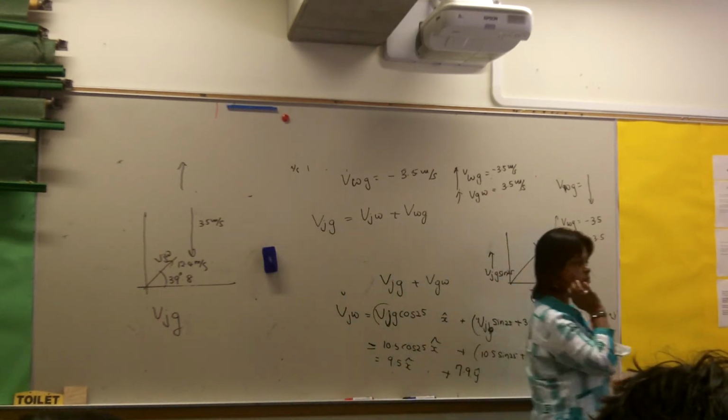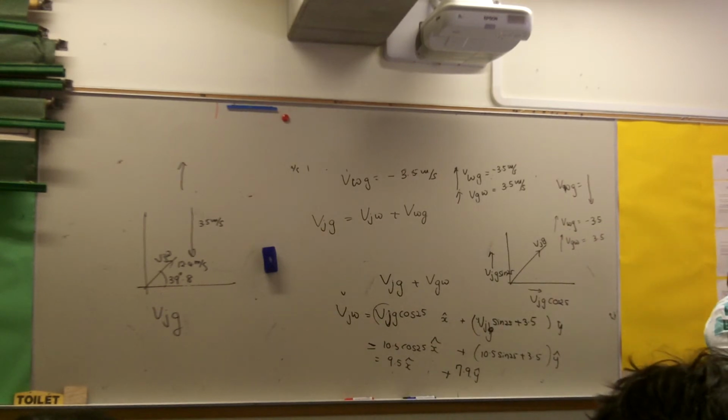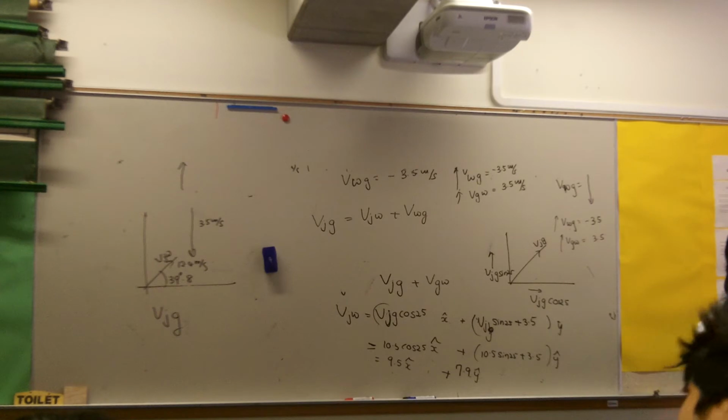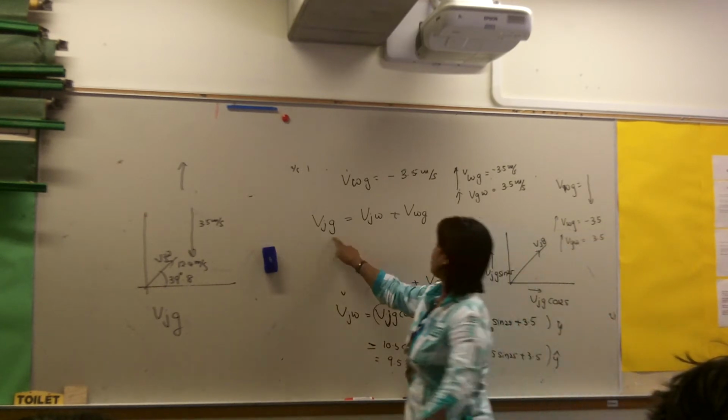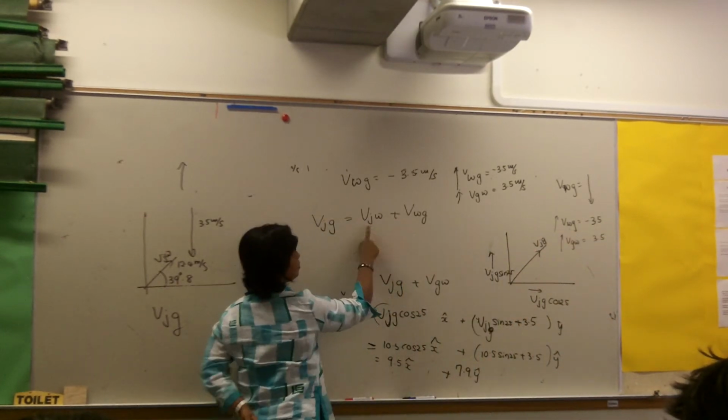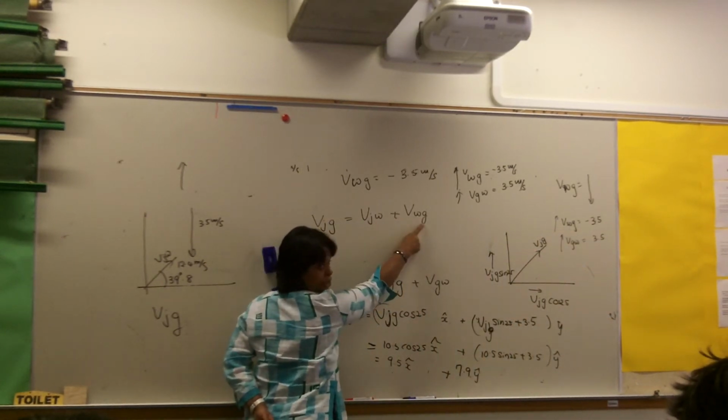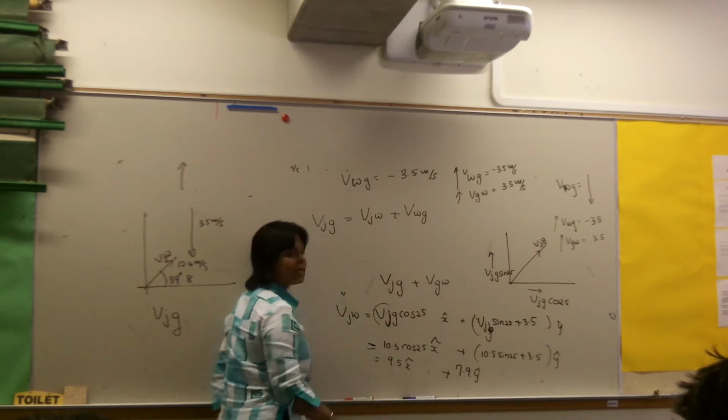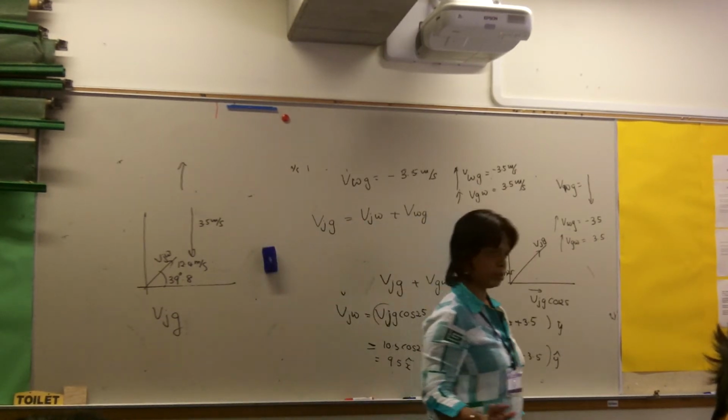You're finding VJG, the velocity of JG. Is that clear? 3.5 is water. So when you are writing JG now, there is no sign change here because JW, WG. Is that okay? So that you are doing at home to study.